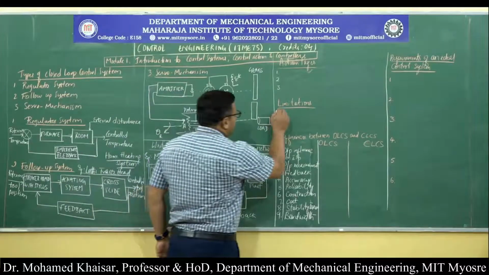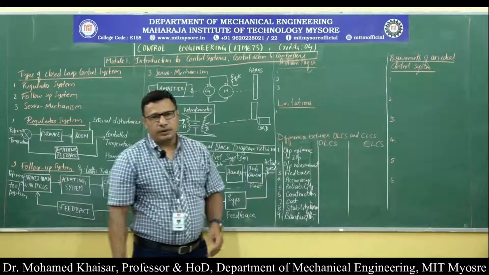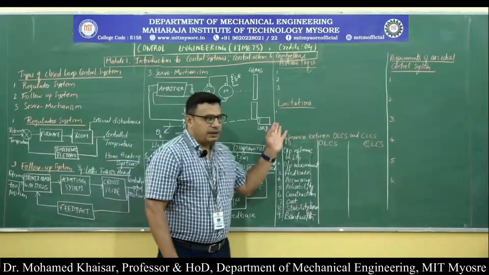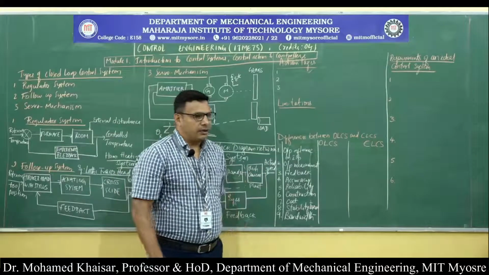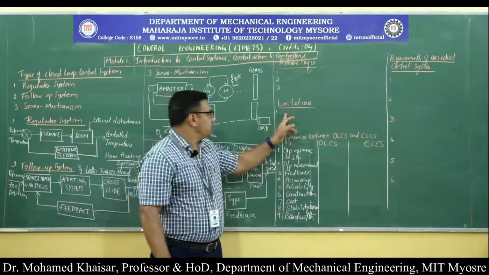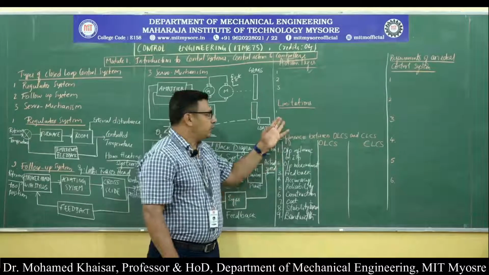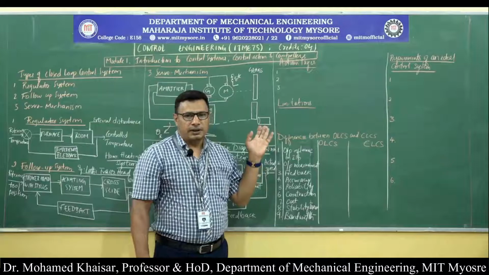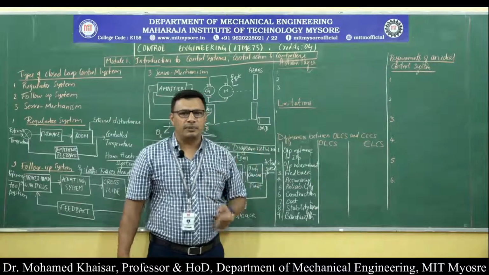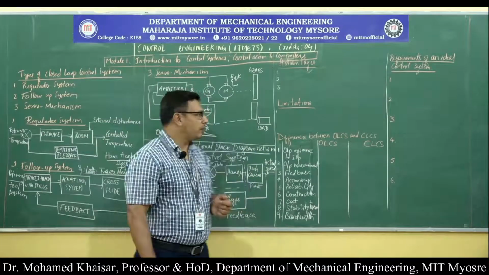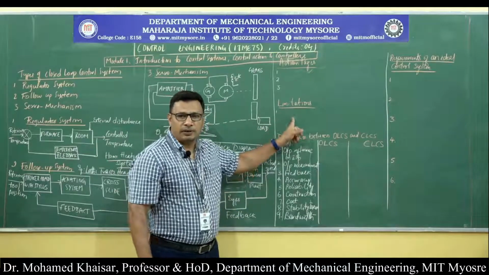Then, in the limitations column, obviously there are a few limitations. Due to the presence of the output measurement device as well as the feedback element, the number of elements or components goes up, because of which the system becomes complex.